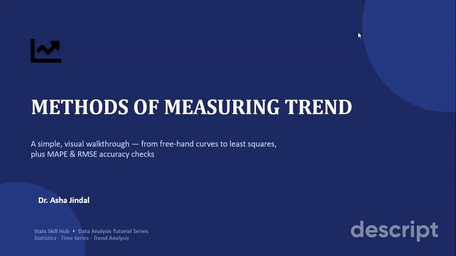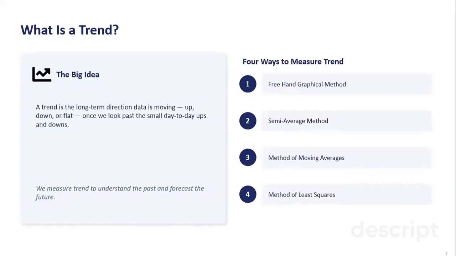Let's get started. Trend is the long-term direction in which data is moving: up, down or flat. Once we ignore the small ups and downs, which are seasonal changes or random noise, we study trend so we can understand the past and make sensible predictions about the future.